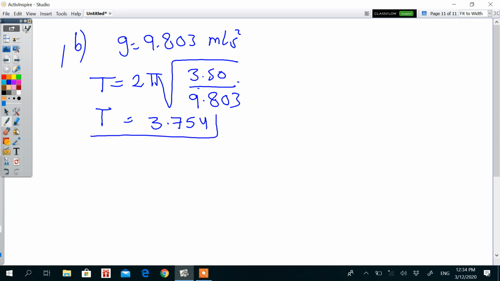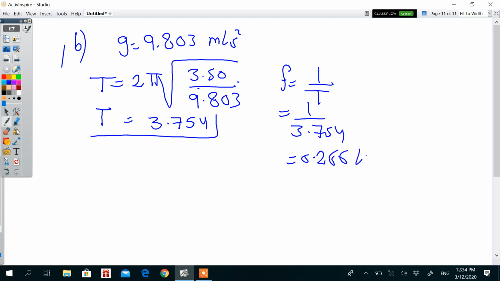Now, what about F? F equal 1 over T, 1 over 3.754. So the answer is 0.266 hertz exactly. Okay?